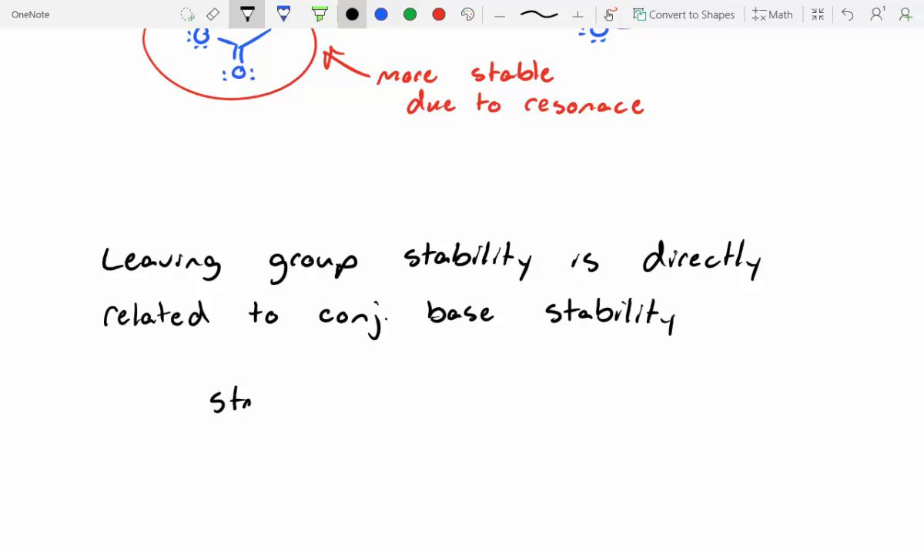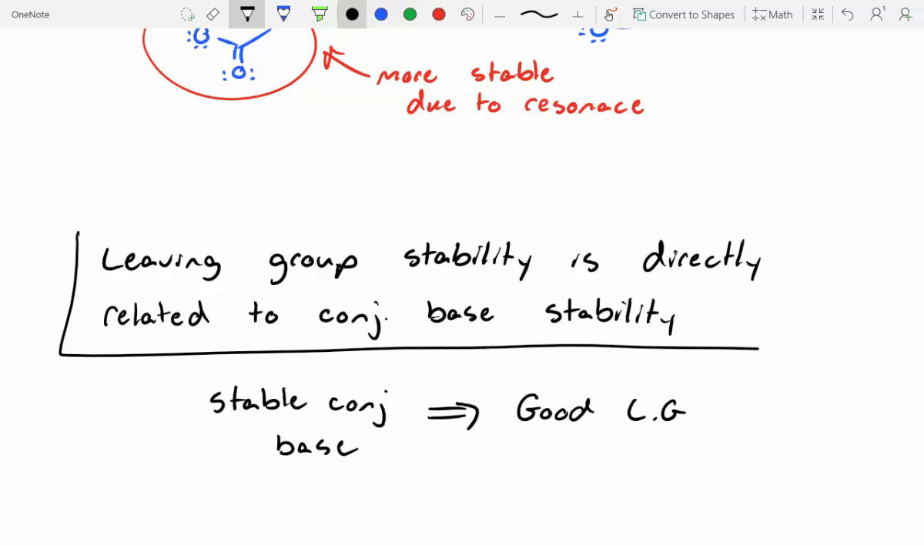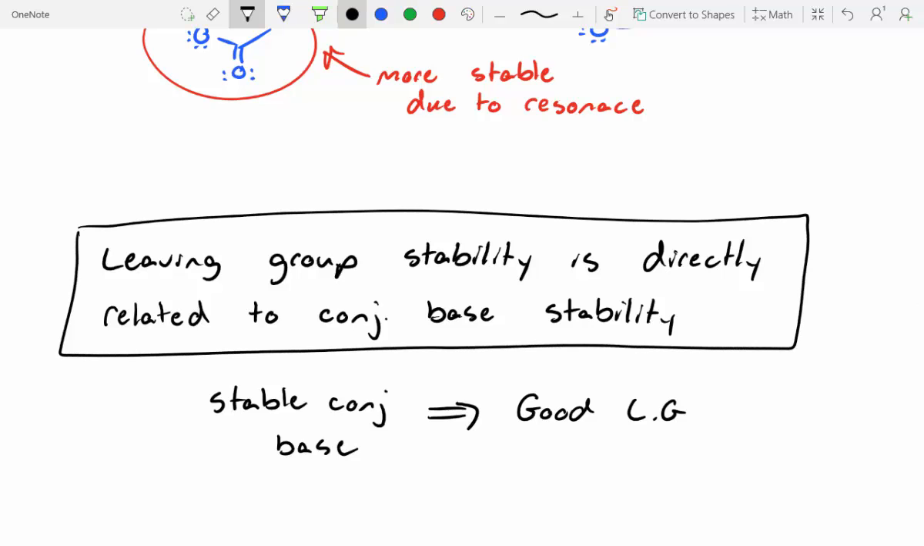So if we've got a stable conjugate base, this means that we've got a good leaving group. This is the overall trend, and luckily we've had a lot of experience with this from our acid-base chemistry chapter.